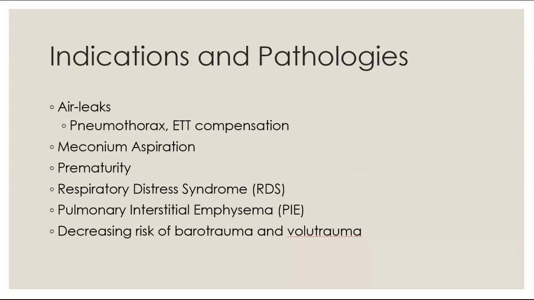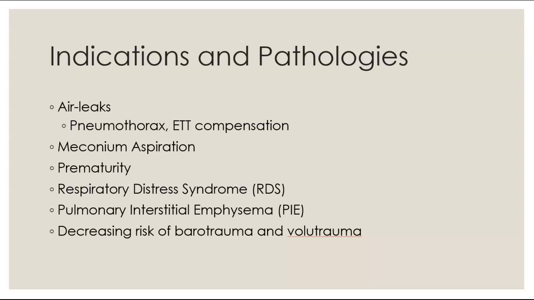Indications and pathologies. That passive exhalation we talked about: with the high-frequency oscillatory ventilator, that piston moves back and forth. So we have active inhalation, active exhalation, active inhalation, active exhalation, because it's moving back and forth. Because of some of the strategies on the jet, we have that passive exhalation, which is great for air leaks, such as pneumothoraces, ET tube compensation, PIE, which is pulmonary interstitial emphysema. Meconium aspiration, any type of airway clearance, the jet is excellent for.